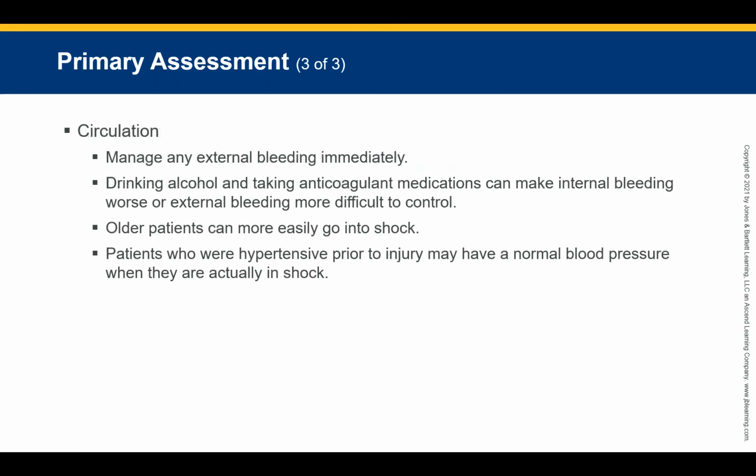Circulation: drinking alcohol and taking anticoagulant medications can make internal bleeding worse or external bleeding much more difficult to control. That can happen at our age. We can have issues with that. Both of those are going to make you bleed a lot more.